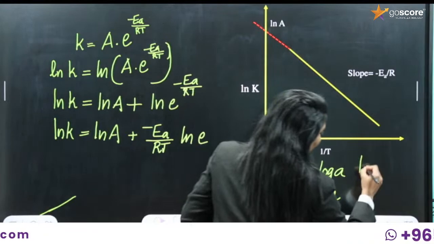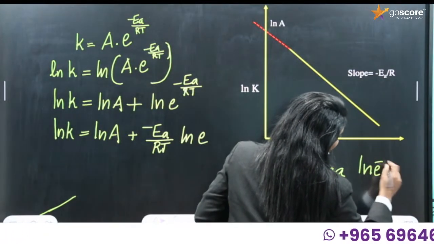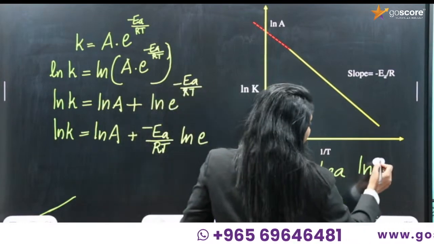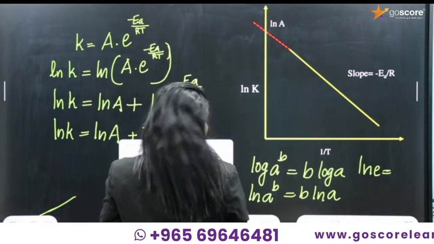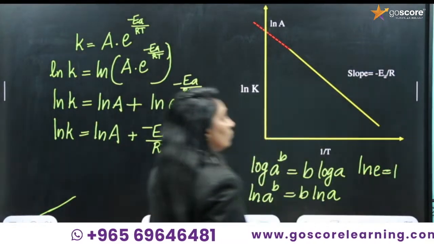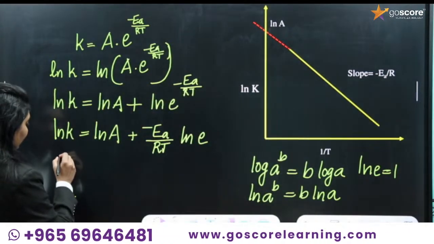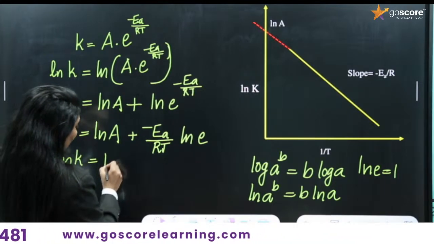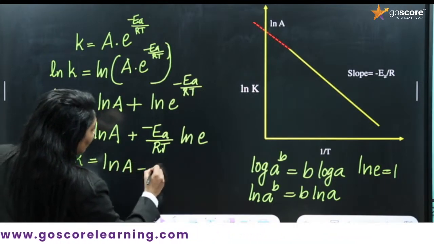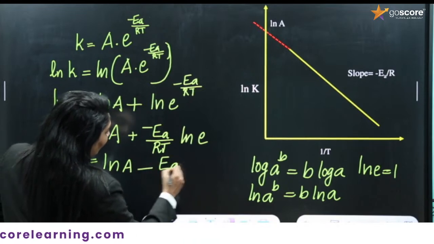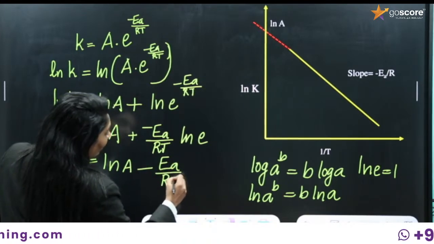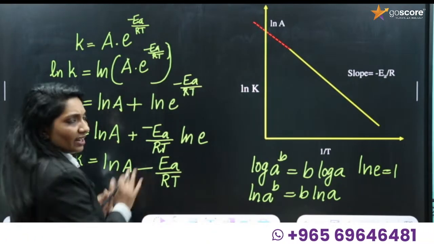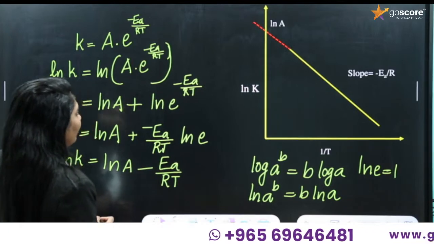Here E is equal to... ln E is 1. So how can we write it? ln K is equal to ln A minus EA by RT. Got it? So if I am just rearranging this equation, how can I write?